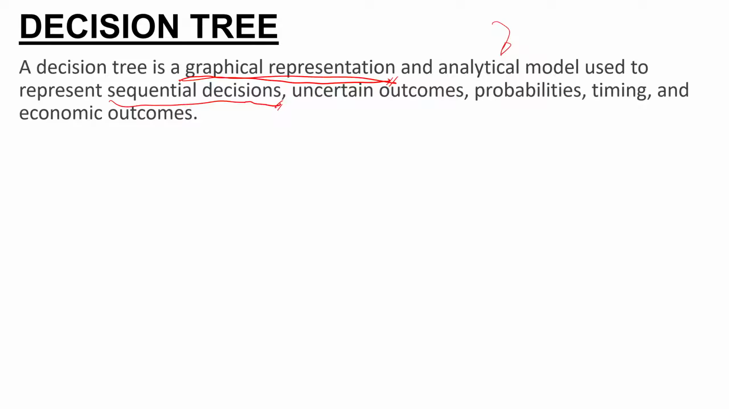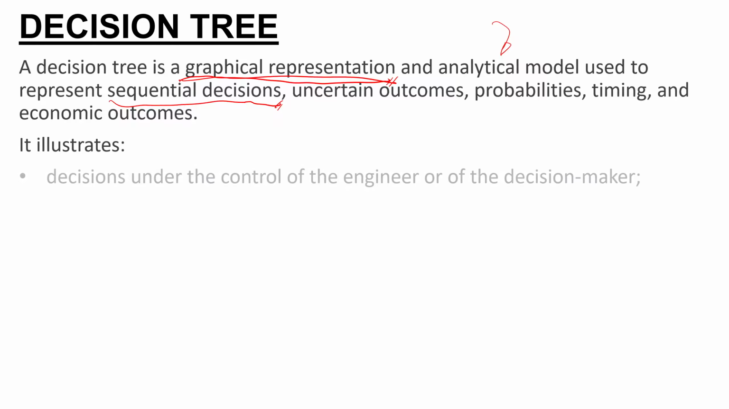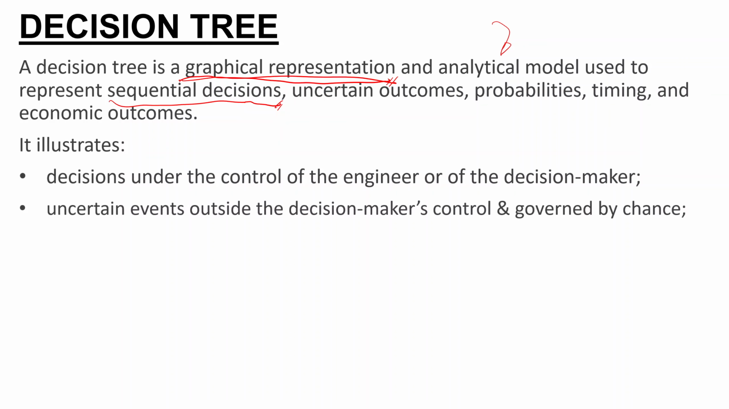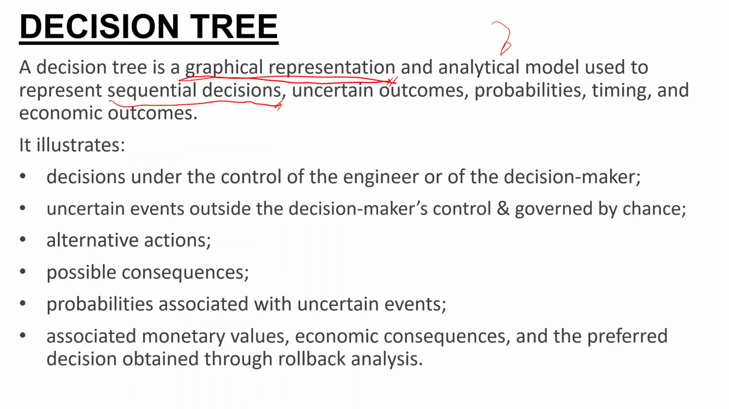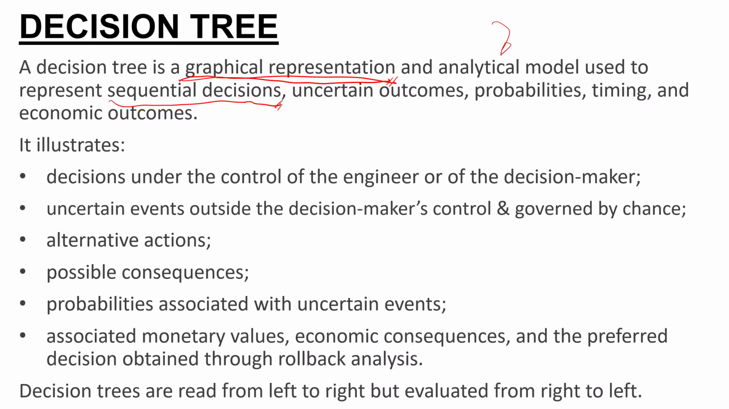Now, what does a decision tree show? The decision tree illustrates decisions under the control of the engineer or decision maker. It also shows uncertain events outside the decision maker's control and governed by chance. Aside from that, in the decision tree, you will be able to see alternative actions, possible consequences, probabilities associated with uncertain events, and of course, their associated monetary values, economic consequences, and the preferred decision obtained through rollback analysis. Now, decision trees are read from left to right, but evaluated from right to left.